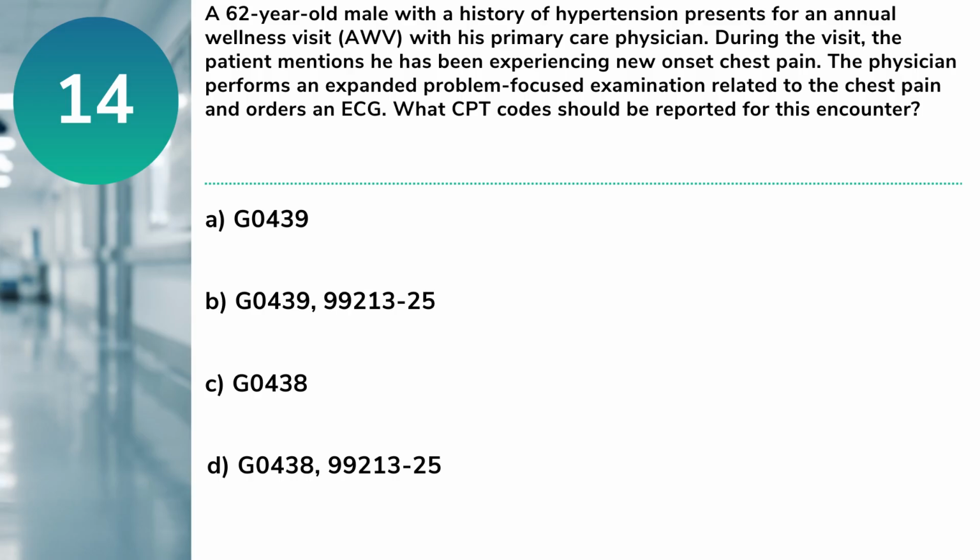Question 14. A 62-year-old male with a history of hypertension presents for an annual wellness visit, AWV, with his primary care physician. During the visit, the patient mentions he has been experiencing new onset chest pain. The physician performs an expanded problem-focused examination related to the chest pain and orders an ECG. What CPT codes should be reported for this encounter?